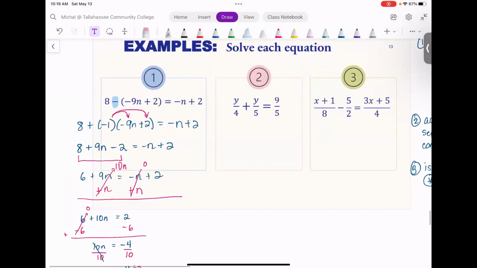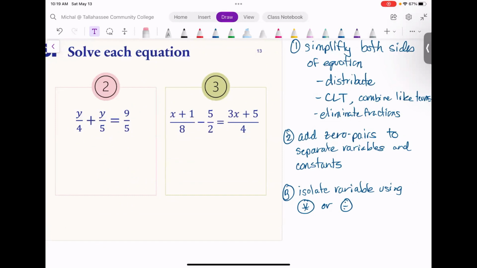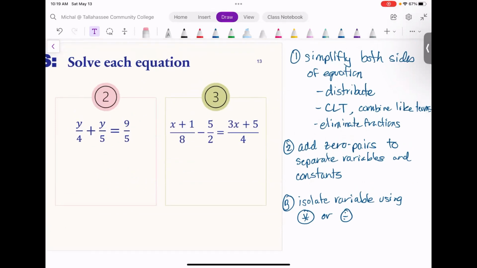Now we'll turn our attention to number 2. I have another equation. In this case, in order to simplify the left side of the equal sign and the right side of the equal sign, I have several different approaches I could use. I could either combine like terms. y/4 plus y/5 can be combined if I get a common denominator between 4 and 5. However, since I have fractions all across my equation, and fractions tend to make me very uncomfortable, I'm going to eliminate fractions here by multiplying every single term by a common denominator.